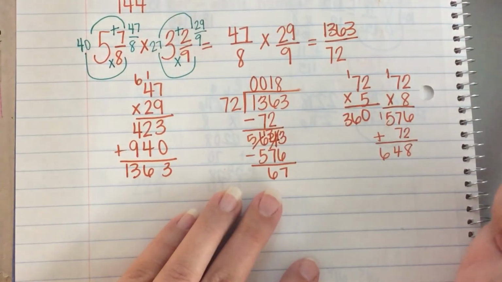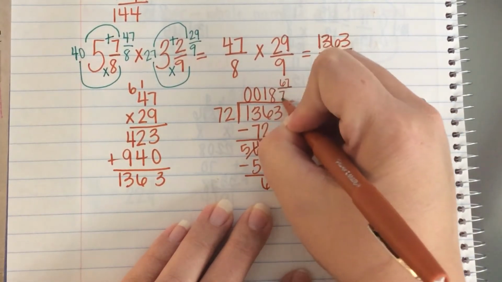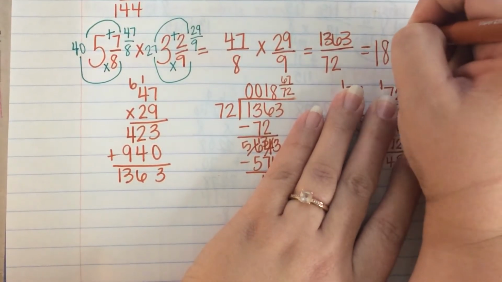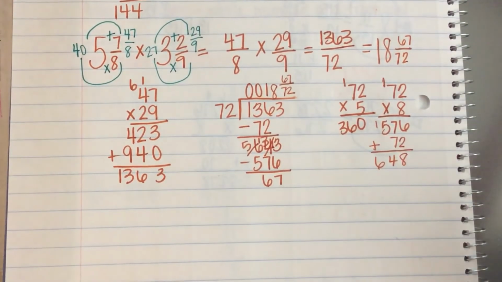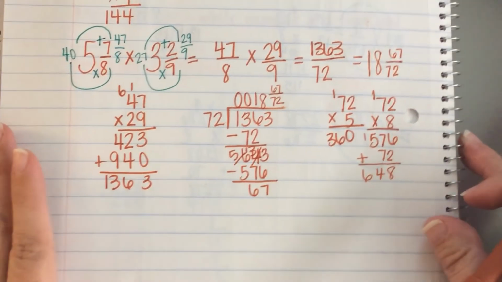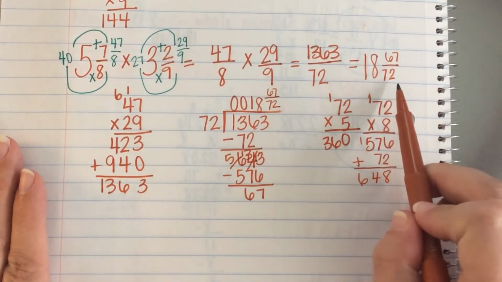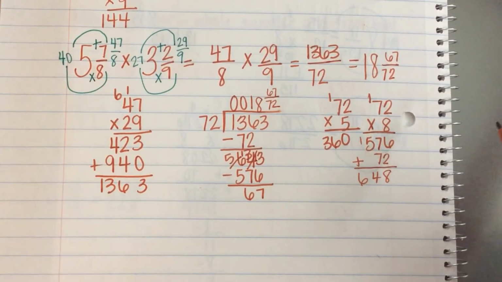So what do we do with that 67? Put it up there. And get your 72. So 18 and 67 seventy-seconds. Yeah, seconds, because it's 72. You don't say 72ths, you say seventy-seconds.